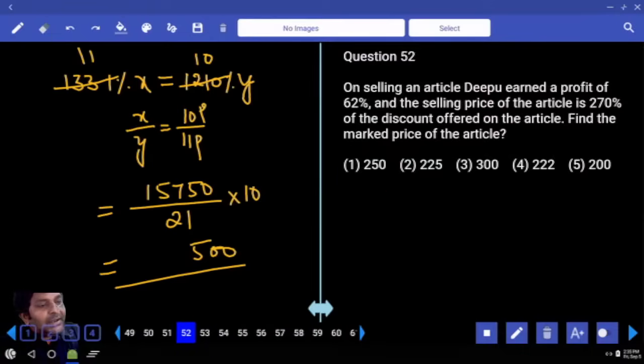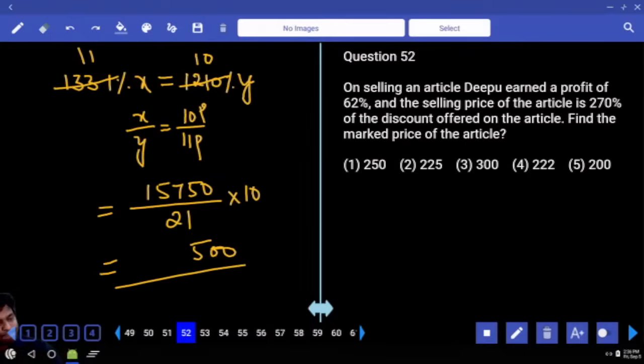On selling an article, Deepu earned a profit of 62% and selling price of the article is 270% of the discount offered on the article. Find the market price of the article. On selling an article, Deepu earned a profit of 62%. Selling price of the article is 270 percentage of the discount offered.